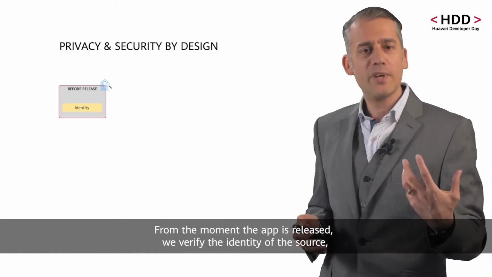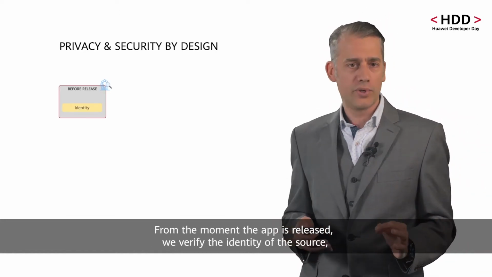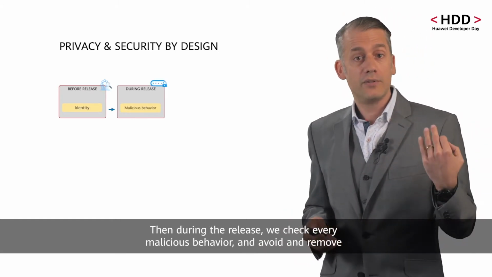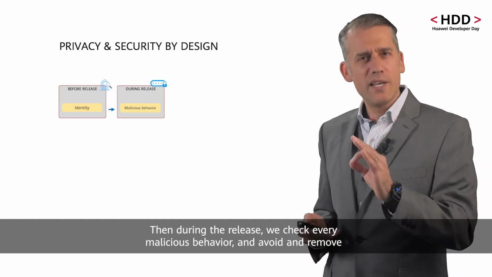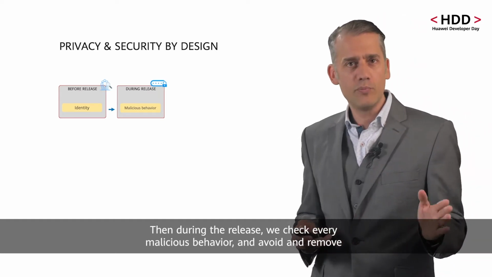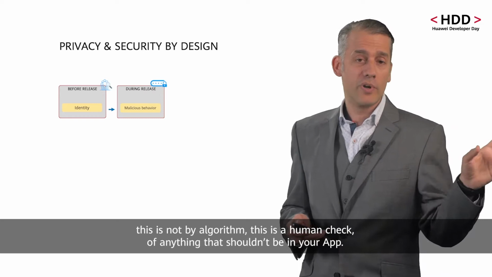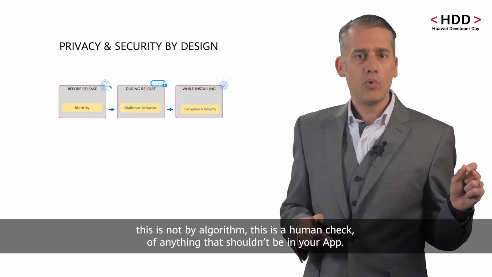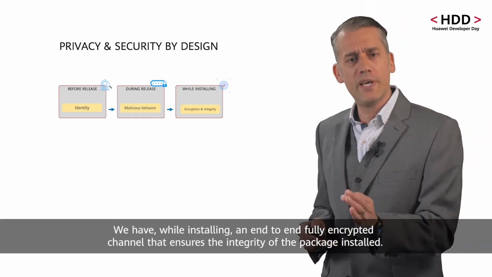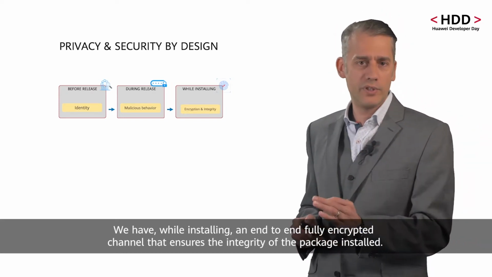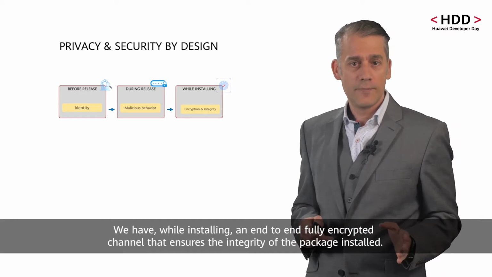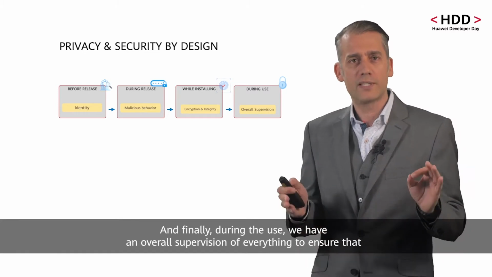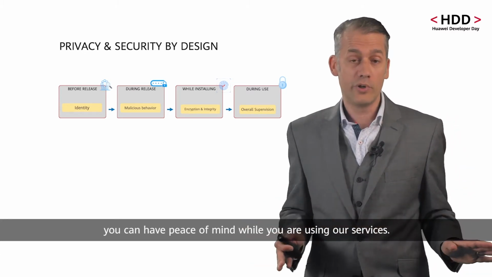From the moment the app is released, we verify the identity of the source. We identify that it comes from a legit owner. Then during the release, we check every malicious behavior and avoid and remove everything. This is not an algorithm. This is a human check of anything that shouldn't be there in your app. While installing, we have an end-to-end fully encrypted channel that ensures the integrity of the package installed. And finally, during the use, we have an overall supervision of everything to ensure that you can have full peace of mind while you're using our services.